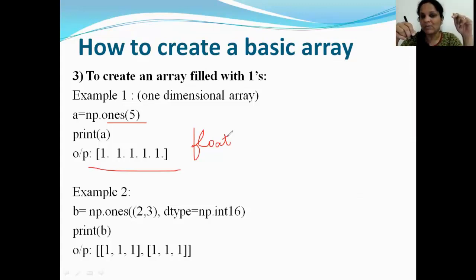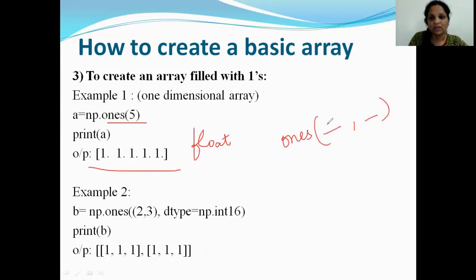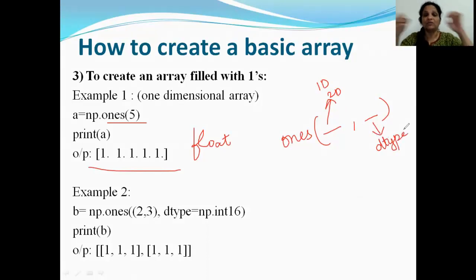But in the next example, I'm showing you something different also. What if you don't want that decimal point to be there and you want it to be just integers? Is there a way out? Yes, there is a way out by specifying the second parameter. So this ones function takes 2 parameters. The first one tells you whether you want a 1D array or a 2D array. The second one that I've written here, you can specify the dtype. Dtype means the data type of these elements.